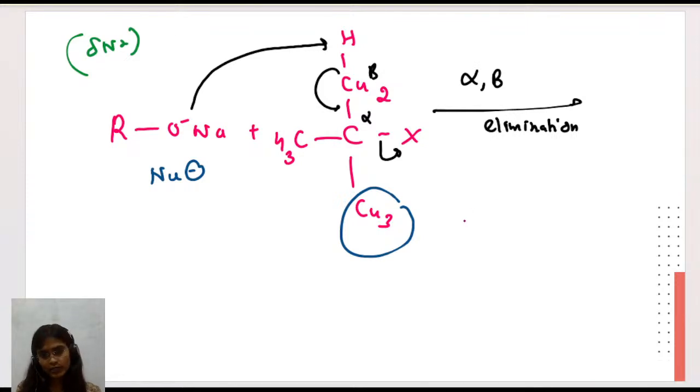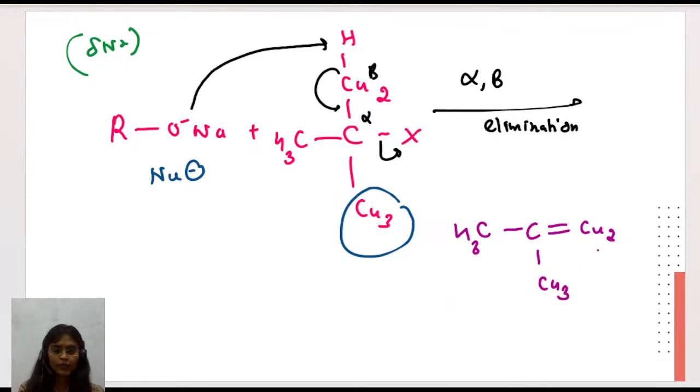So what is the final product? It's a CH3 and a carbon double bond, and it's a CH2 there, and one more CH3 is connected. So this is the final product for this question. Okay, so this is all for the Williamson synthesis there.